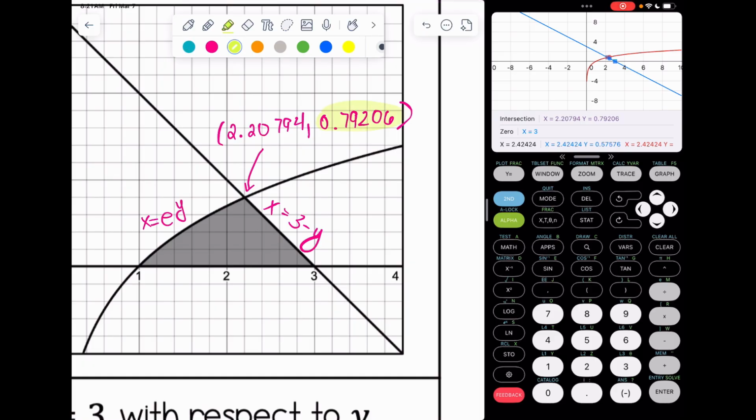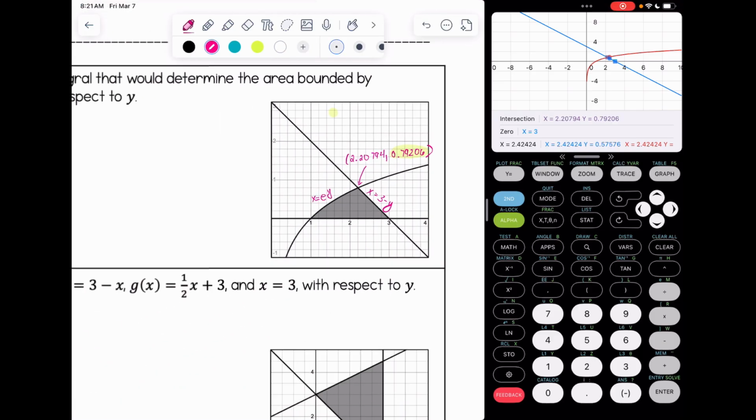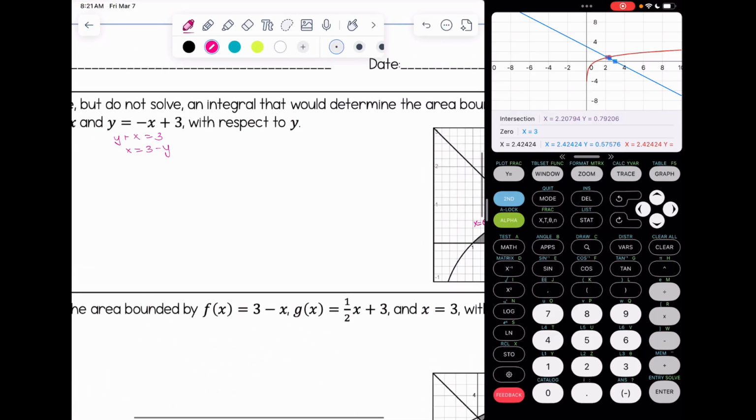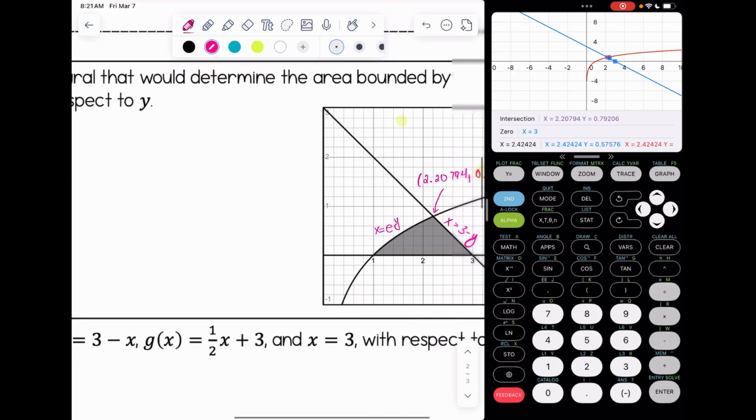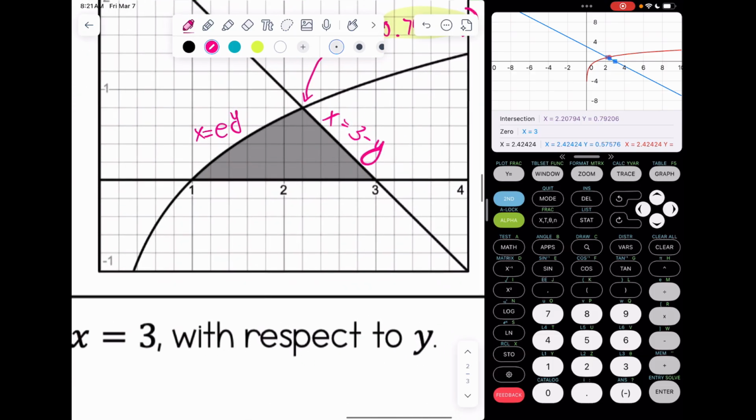All right, so let's actually set up our integral. So our bounds are going to be from 0 to that y value of the point of intersection, 0.79206. And we're going to do right function minus left function. So if I slide back over to the graph, unlike the previous problem that was a little more complicated, I can see here that the right function is always the linear part.